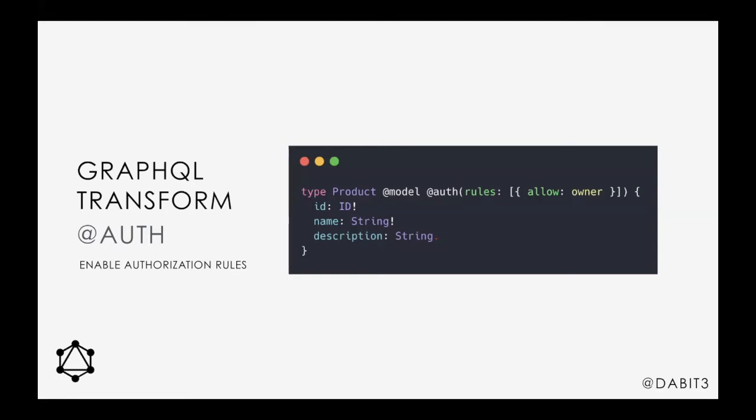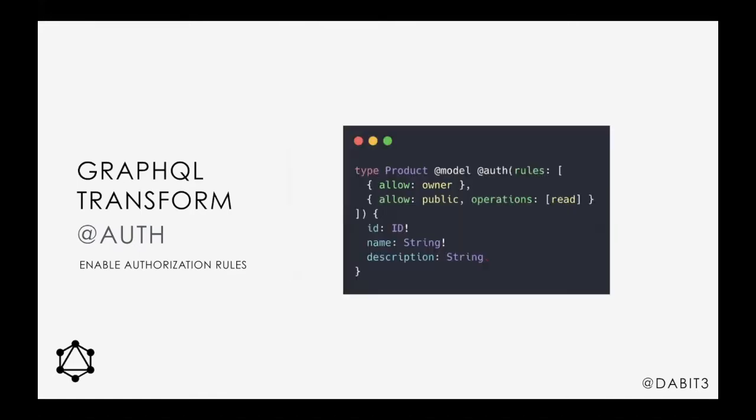This might make a little more sense, or anything that you want to create to enable only the owner to have access to it, right? But you can actually pass in an array of rules and add additional functionality. So let's say that we had a product and we wanted to allow anyone to be able to read that product. So anyone that is using the app should be able to list that product, but only the person that created the product should be able to edit it.